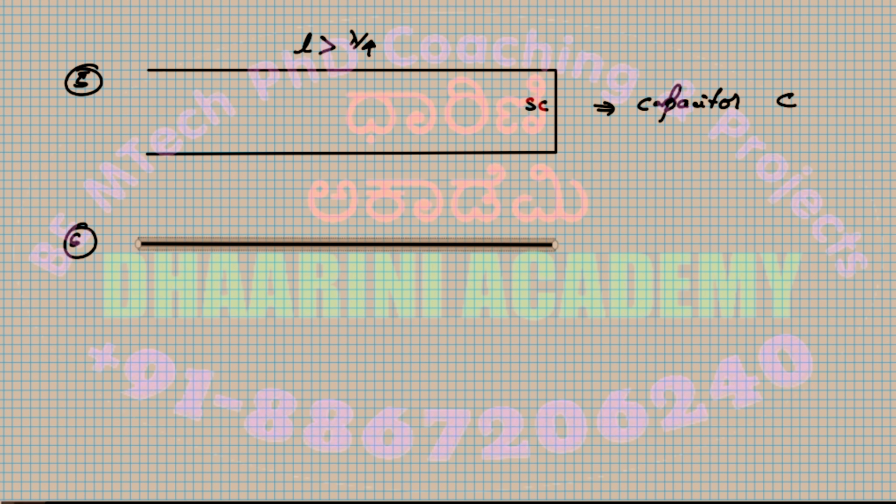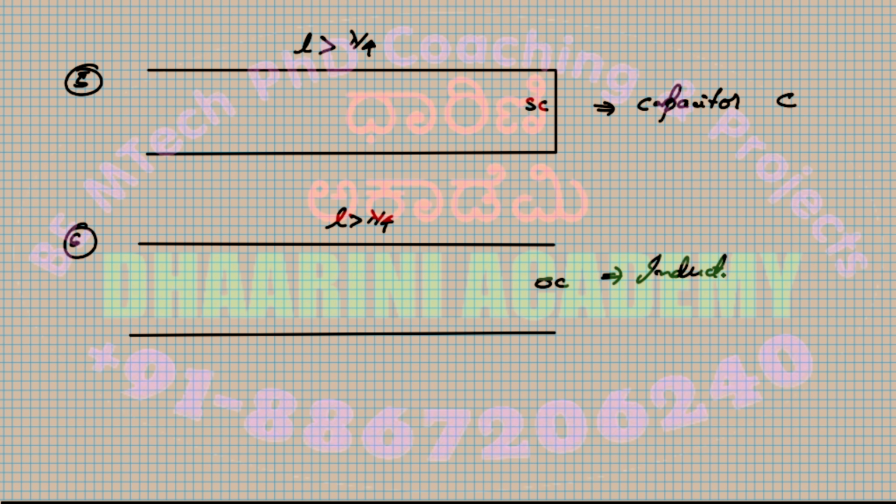So those are the applications we can use with the special lines, that is lambda by 4 and lambda by 2. Out of which again you can see most of the applications are based on the lambda by 4 only. So L greater than lambda by 4, this means it is an inductor. Is it fine?